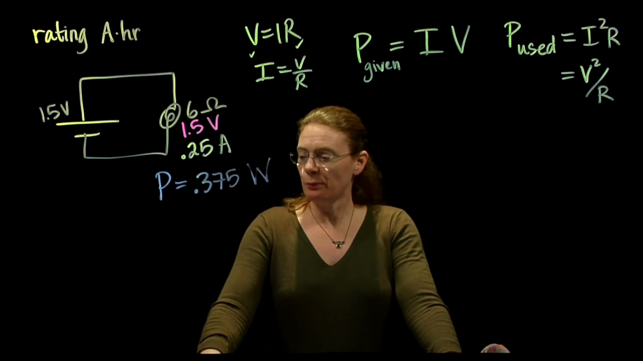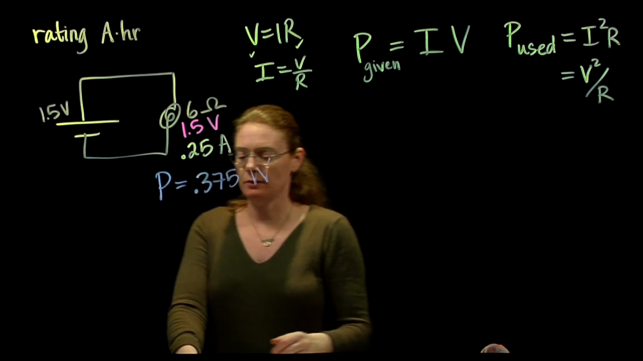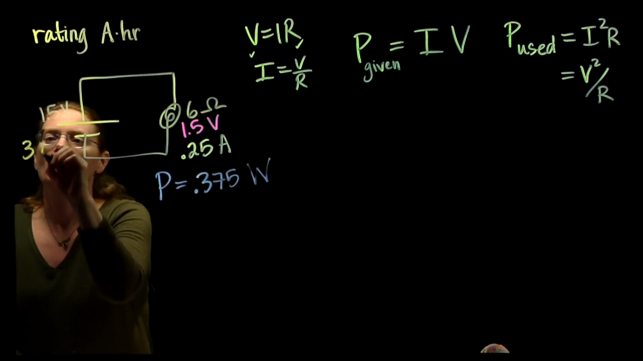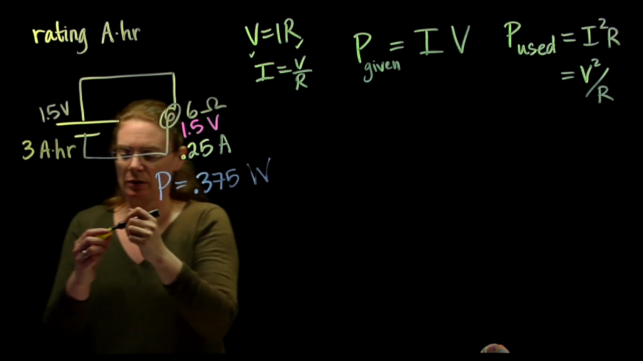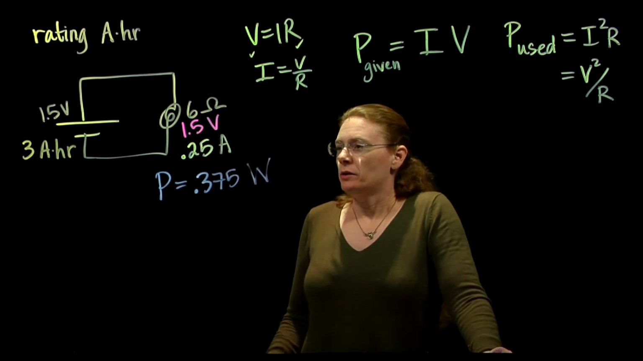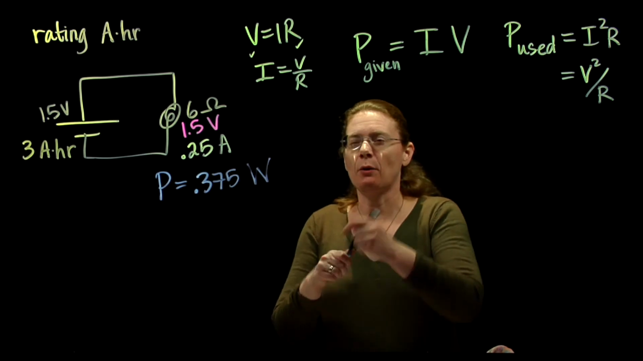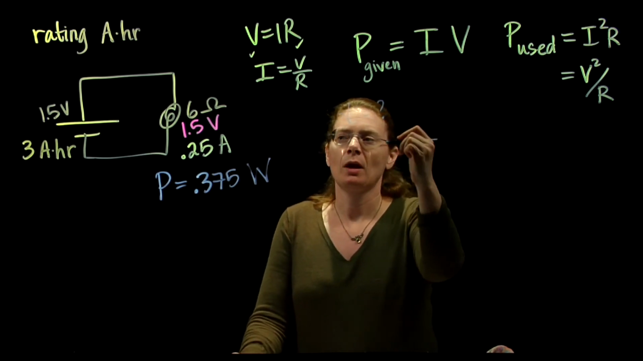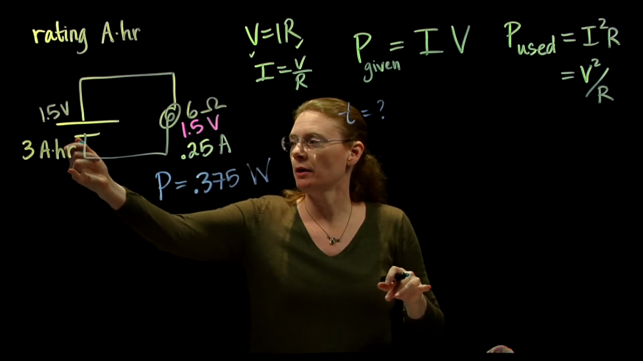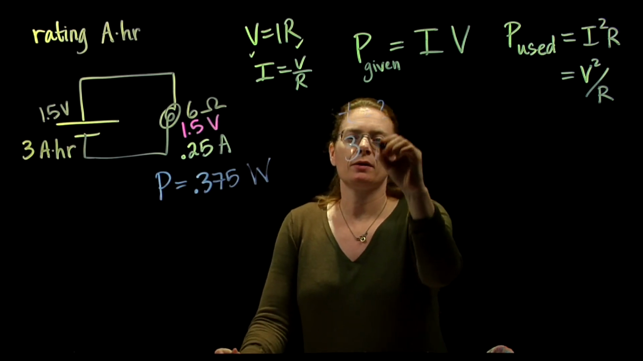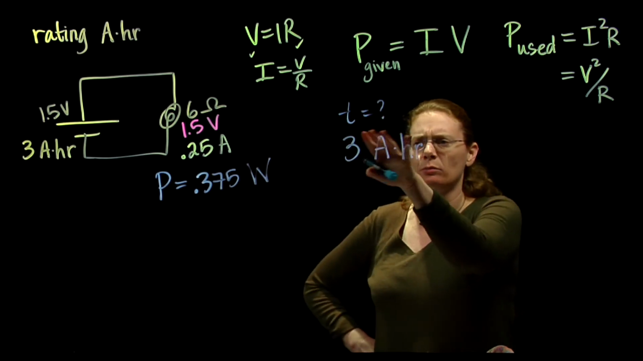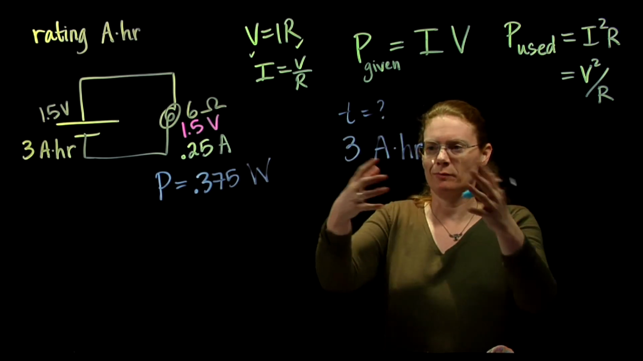Okay, so if my battery has, let's just say, a rating of 3 amp hours. 3 amp hours. How long could it run the circuit? Okay, so how long would it run the circuit? I want time. If I look at all of my units here, there's the only thing that has time in it. So I have this 3 amp hour thing. And I don't know if there's a certain variable. It's just the rating of a battery.